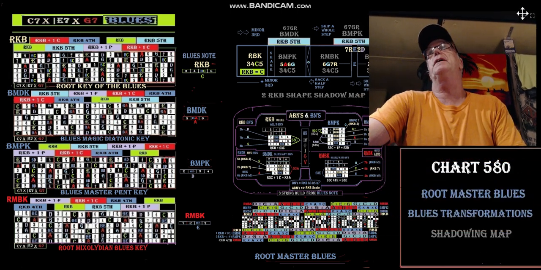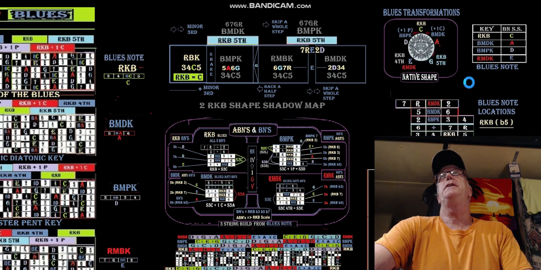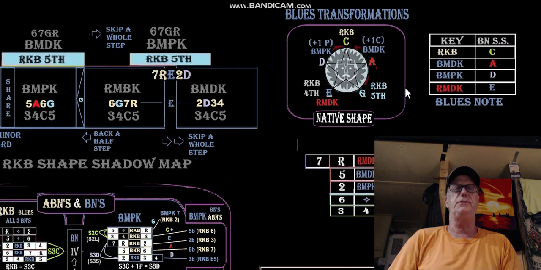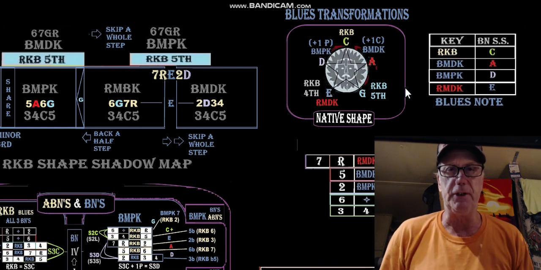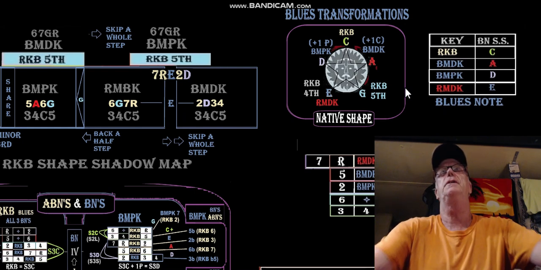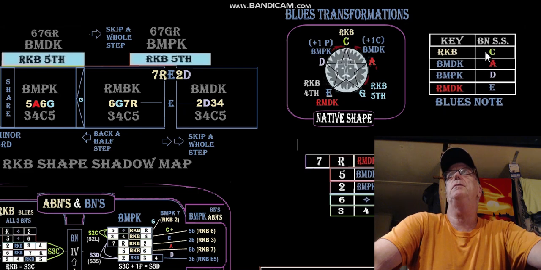Oh, this is 585. Okay, Root Master Blues, Shadow Map, Blues Transformations. What are we talking about here? We got the native shape. The native shape of CAGED is C-A-G-E-D. The C shape, the A shape, the G shape, the E shape, and the D shape. So that's what the native shapes are. They're the key of C shapes. The blues notes are in the root key of the blues, the RKB. The blues note is on the C string shape.